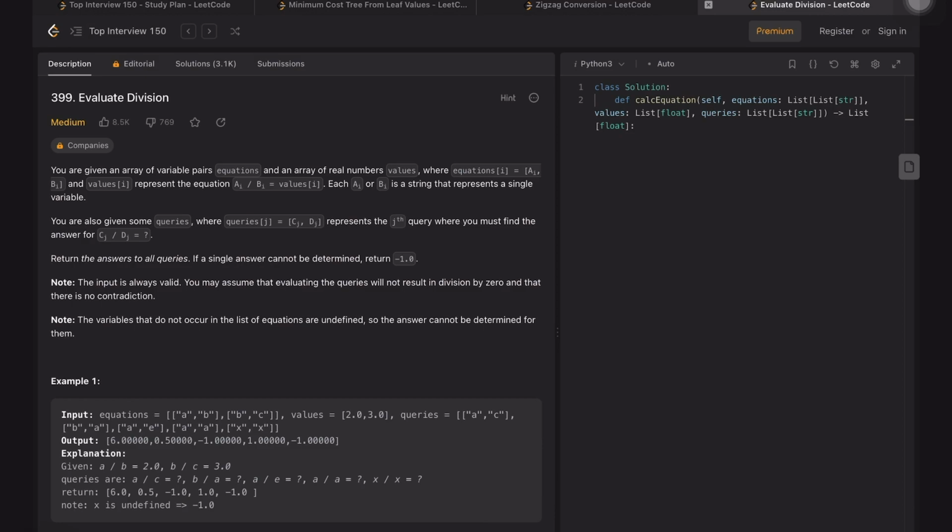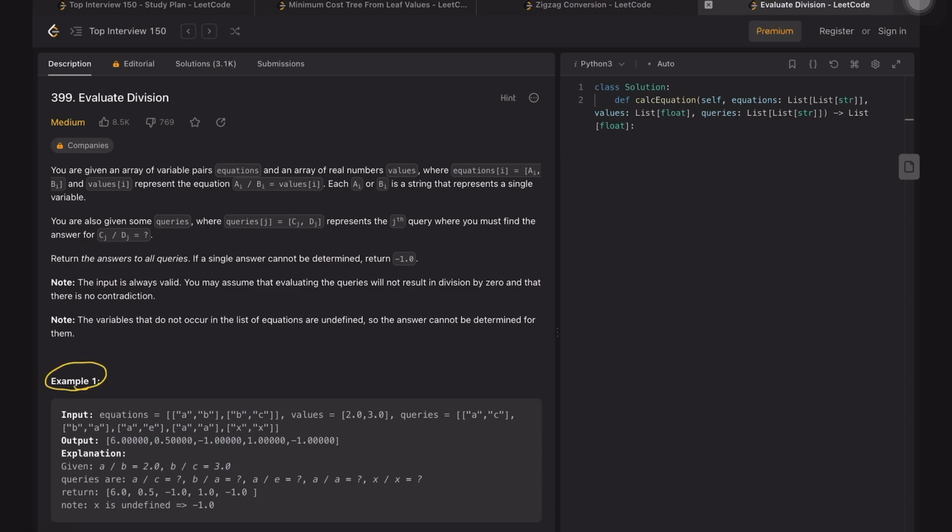You are also given some queries, where queries[j] equals [Cj, Dj] represents the j-th query, where you must find the answer for Cj divided by Dj, and return the answers to all the queries. If a single answer cannot be determined, return negative 1.